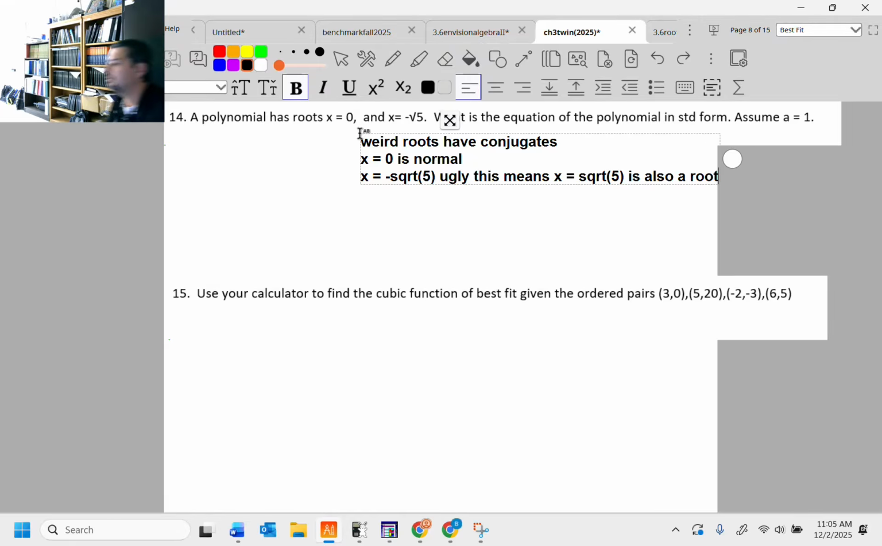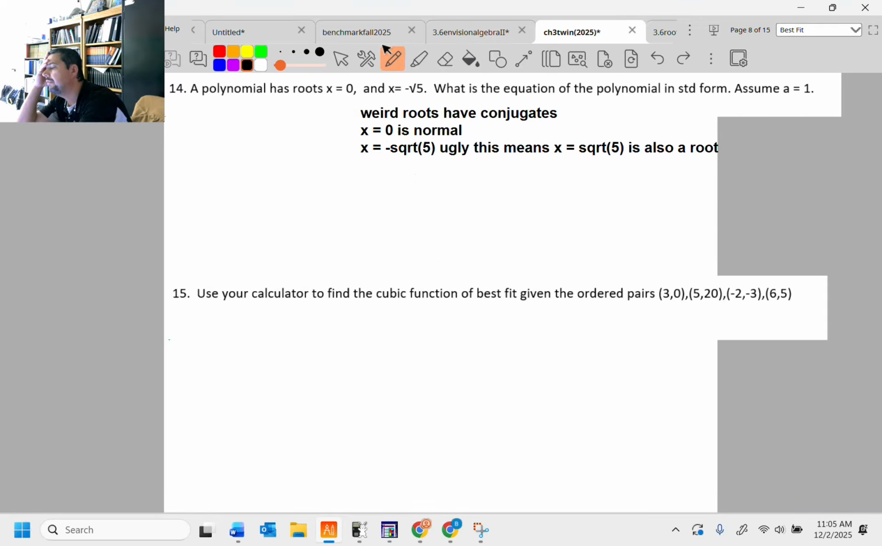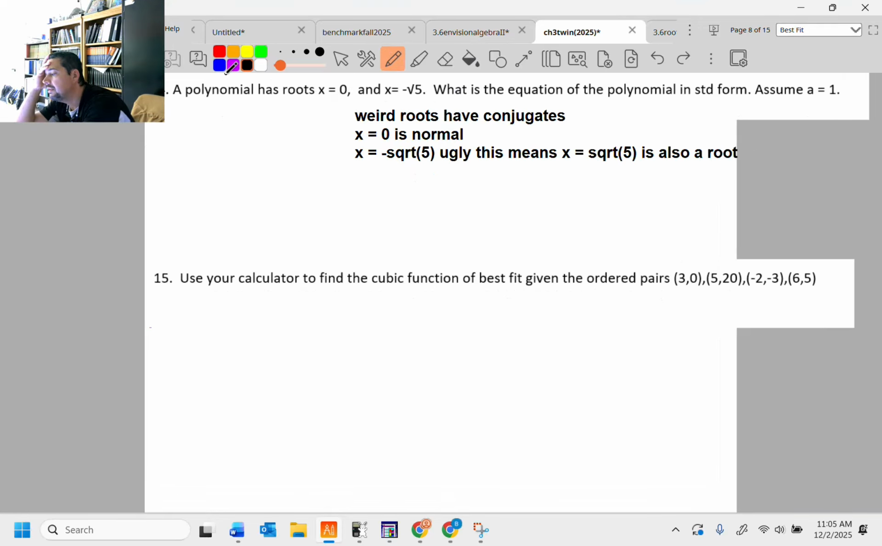So here's my three roots, okay? And let's talk about our factors. x equals 0 is a root, so the factor is x. x equals negative root 5 is a root, the factor is x plus root 5. And since x equals root 5 is a root, the factor is x minus root 5. Now what you're going to want to do is take care of those two pieces.